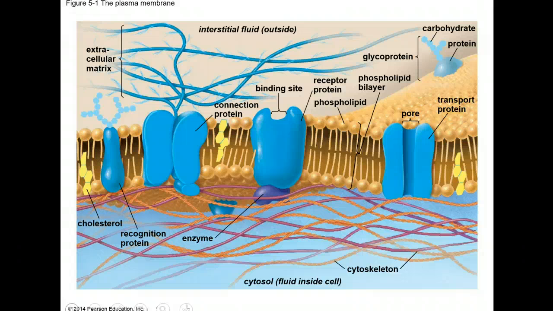Water-soluble substances such as salts, amino acids, and sugars cannot easily cross phospholipid bilayers. However, the isolation provided by the plasma membrane is not complete, and very small molecules such as water, oxygen, and carbon dioxide, as well as larger lipid-soluble molecules, can pass through this selective barrier.